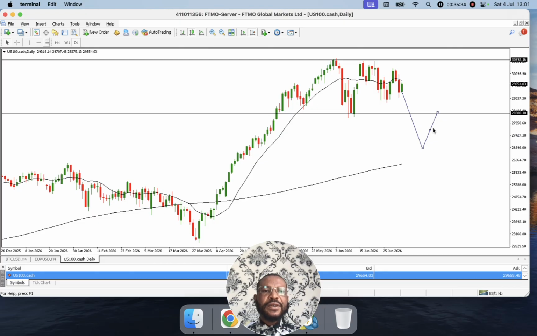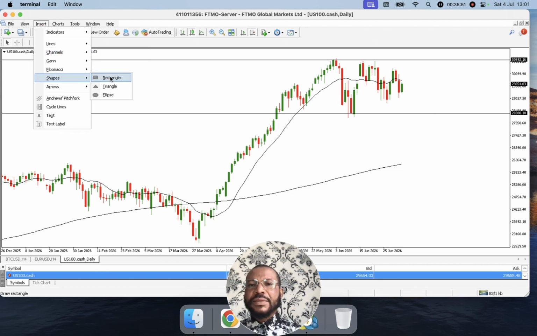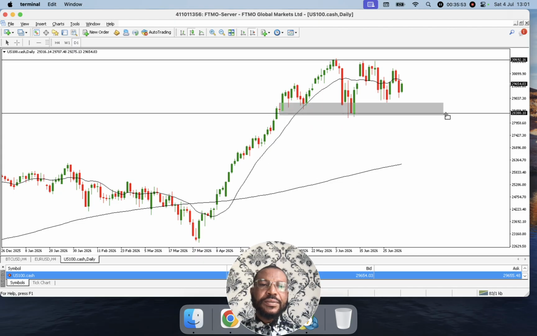But if price fails to close below this demand area, the only thing I'll be looking for on the Nasdaq is to buy. But I'll not be buying from this point. I will wait for the price to come to this demand area. From there, I will join the buyers. Now, I would like to zone this place now.